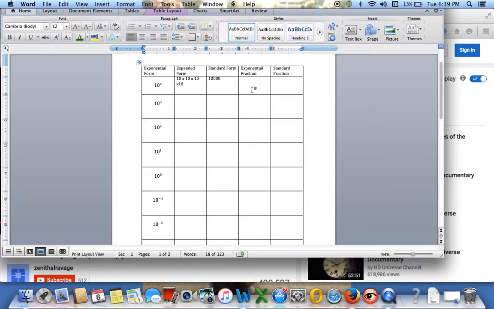Now, an exponential fraction, well, how would I write that using a fraction? Well, if I wanted to, it'd be 10, let's say, raised to the 4th power, and it's all going to be divided by 1 on the bottom. And to write it in standard form, it is 10,000 over 1. Okay, so that's our first one.